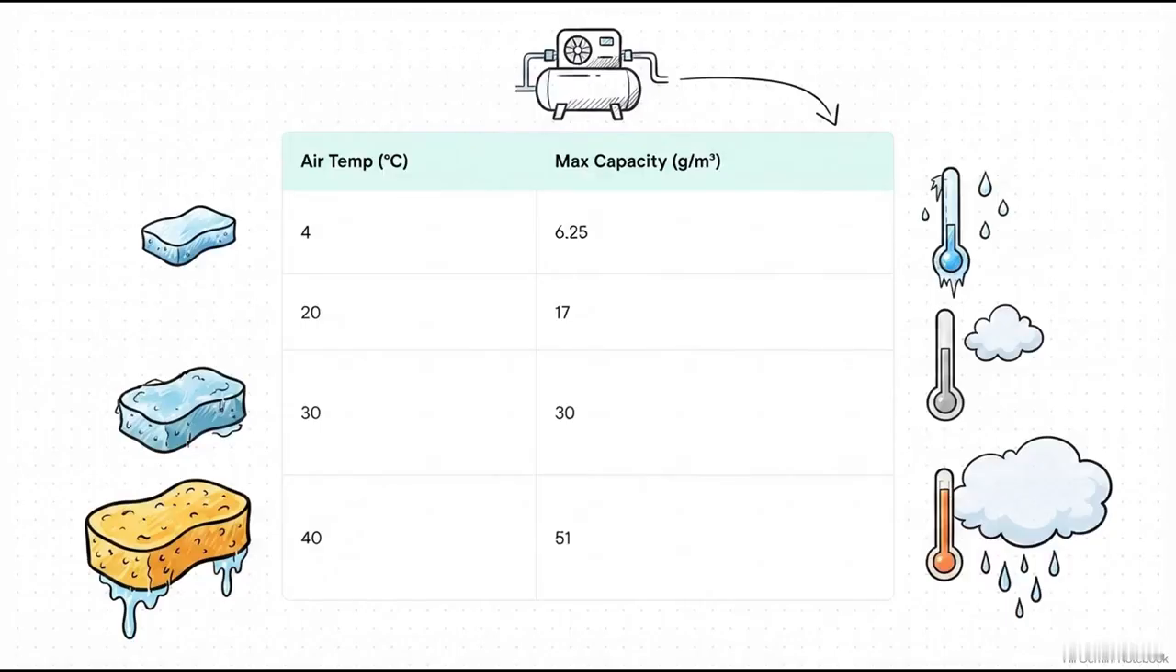And this brilliantly illustrates the core problem, right? Air behaves remarkably like a sponge, and its temperature totally dictates how big that sponge is. As temperature rises, the air's capacity to hold water vapor just skyrockets. At a chilly 4 degrees Celsius, a cubic meter of air only holds about 6.25 grams of water. At our baseline of 20 degrees, it holds 17 grams. But when things get hot, say up to 40 degrees, that exact same cubic meter can hold a massive 51 grams. The warmer the air, the more invisible water it can carry.